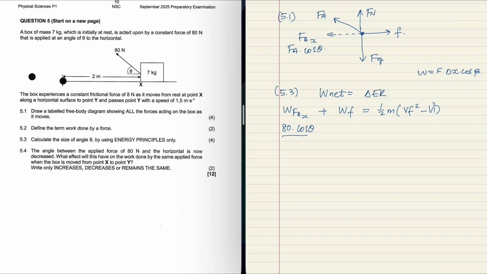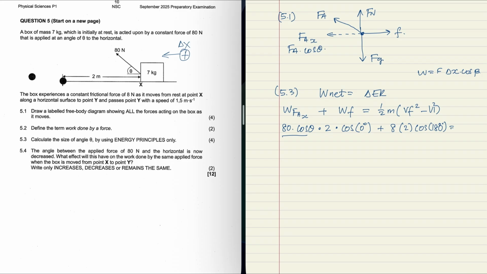So we've done F, we need to do times delta x. So times delta x is 2, and then times cos of 0 degrees. And y is 0 because the object is moving to the left and the force is acting to the left. Then plus the friction is 8, delta x is 2, and cos of 180. Because friction is acting to the right, whereas the object is moving to the left.